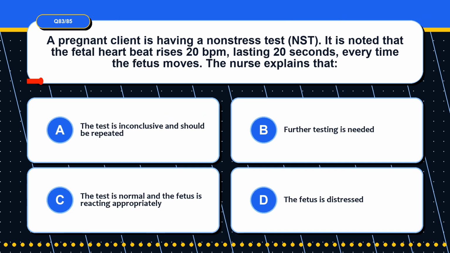Question 83. A pregnant client is having a non-stress test, NST. It is noted that the fetal heartbeat rises 20 bpm, lasting 20 seconds every time the fetus moves. The nurse explains that, here are the options. Option A. The test is inconclusive and should be repeated. Option B. Further testing is needed. Option C. The test is normal and the fetus is reacting appropriately. Option D. The fetus is distressed.